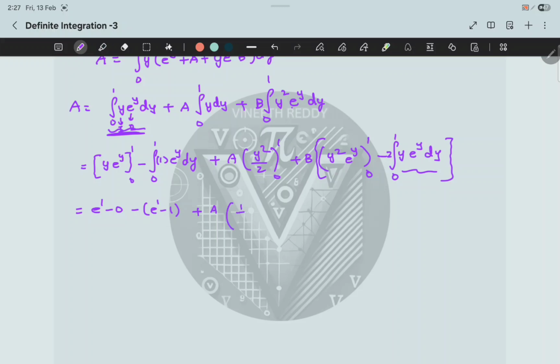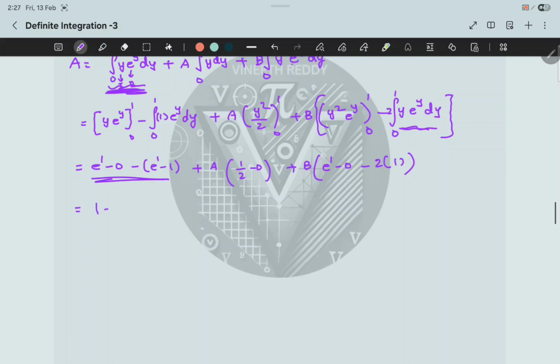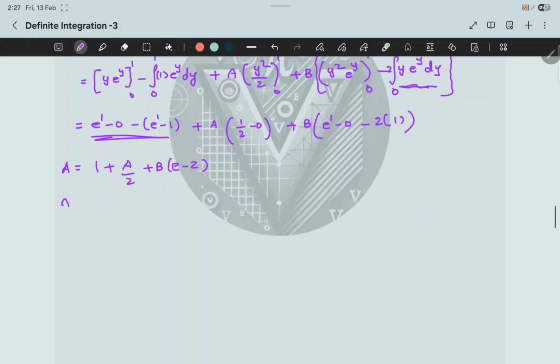And here we get 1 by 2 minus 0, and here we can replace y with 1 as the upper limit. So we get e power 1 minus 0, and here this is nothing but 1. Did you understand this? Because we can simply replace this with this value, which is anyways 1, right? So we get ultimately a equals 1 plus a by 2 plus b into e minus 2, right? So a minus a by 2 is a by 2 equals 1 plus b into e minus 2. Let us say this is equation number 1, right?